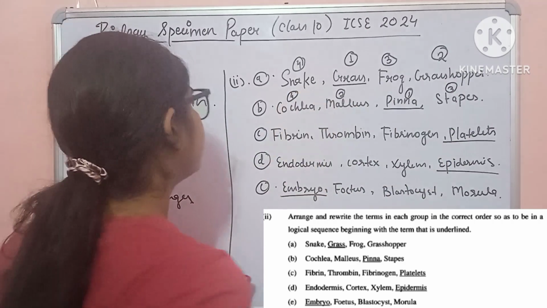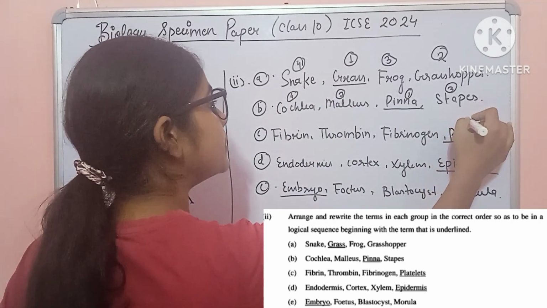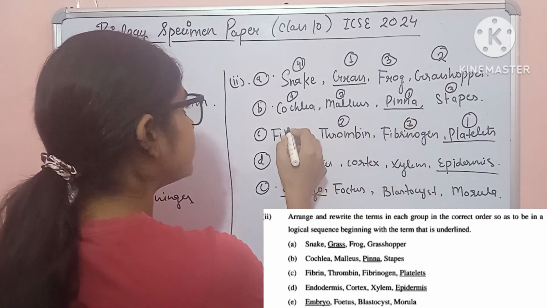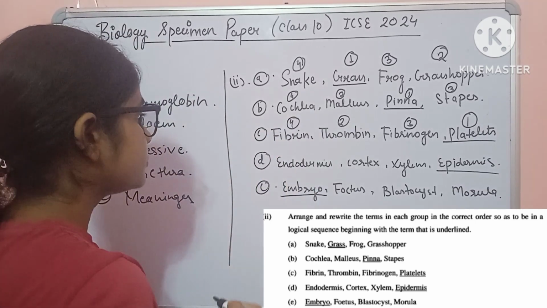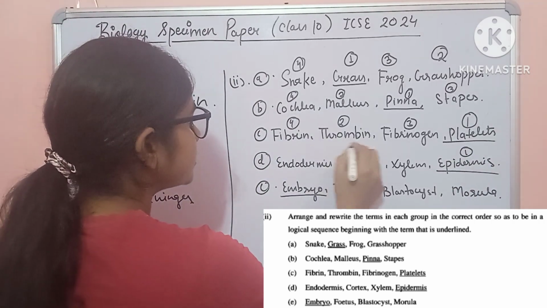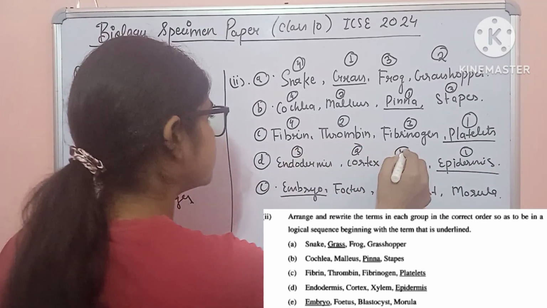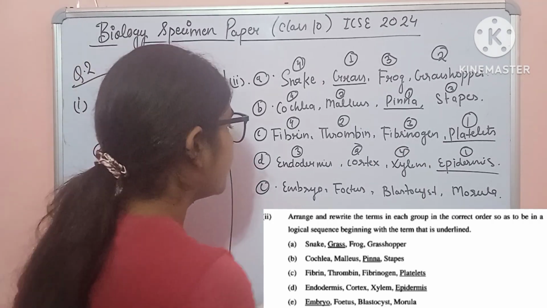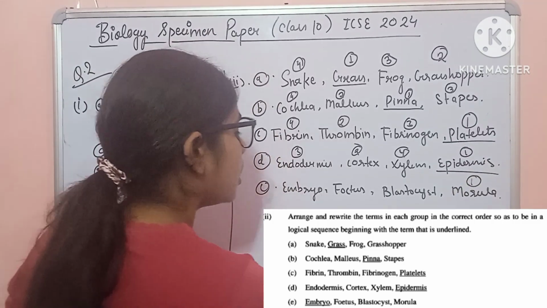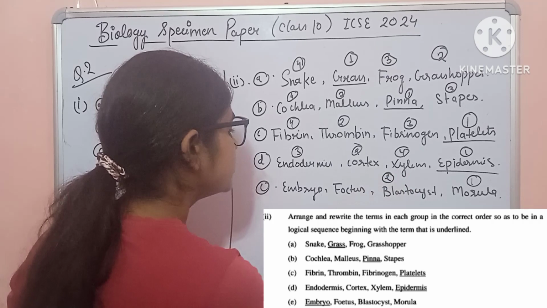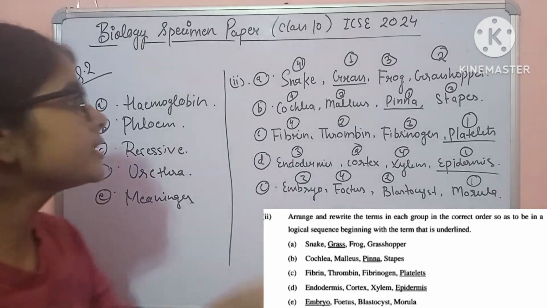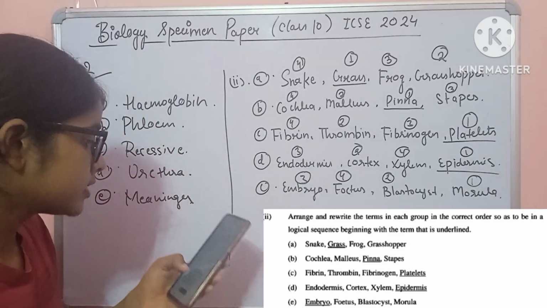Fourth cochlea. Okay. In C part you will start from the platelet. So it will be first, then thrombin second, then fibrinogen third, and then fibrin fourth. This is done. In D part you will start from epidermis first, second cortex, third endodermis, and fourth xylem. See, in the E question it is underlined on embryo and it is wrong. So the correct order will be morula first. Okay. Blastocyst second, embryo third, and fetus fourth. You have to write these all in this logical sequence. Okay. So it is done.